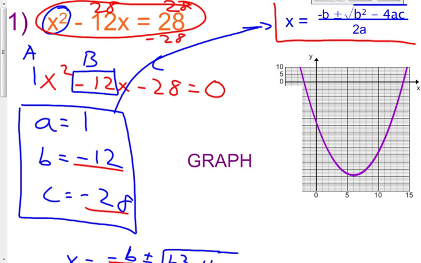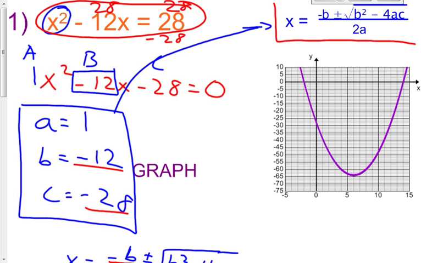Let's take a look at our graph. Here's 0, 0. It should cross at a negative 2. There it is, crosses at negative 2, and it should cross at a positive 14. Here's 5, 10, 11, 12, 13, 14. So as you can see, there's a couple different ways that you could check your work. All of these previous ways that we've talked about all solve for x. They all get the zeros of the function. The quadratic formula is just another way.